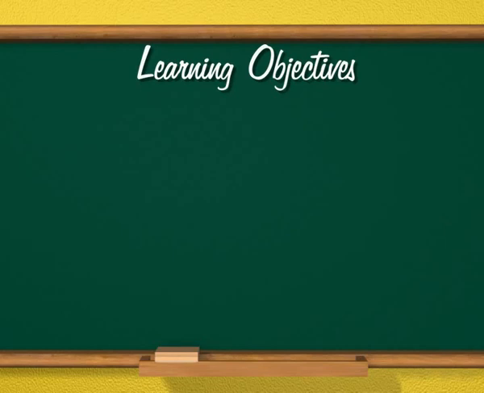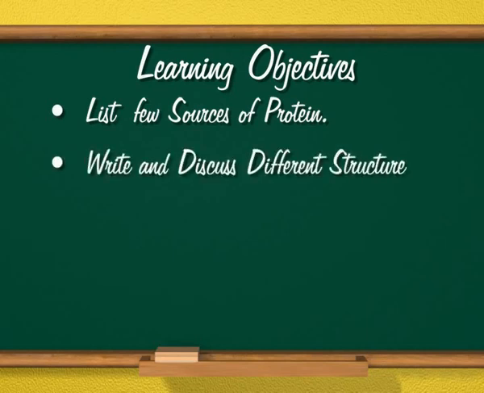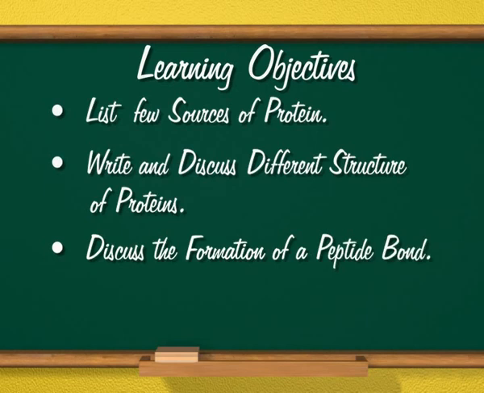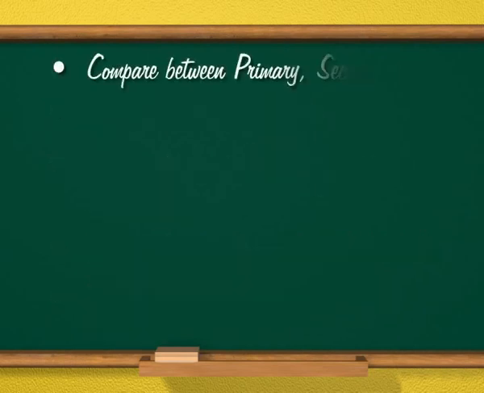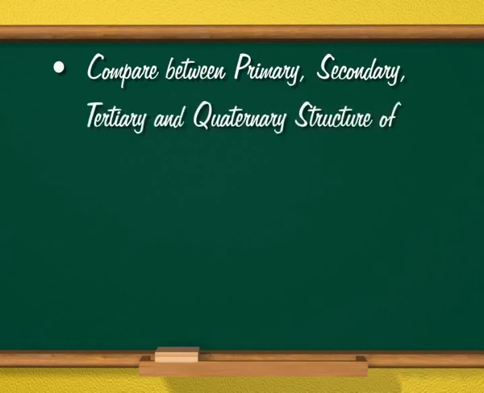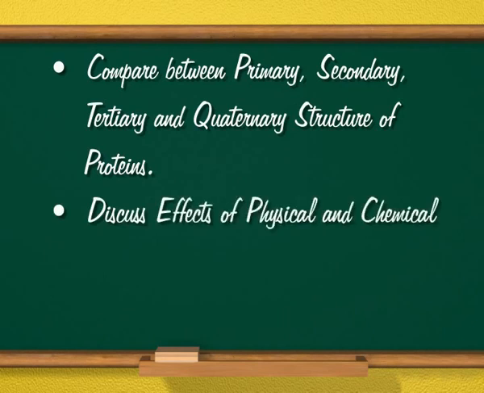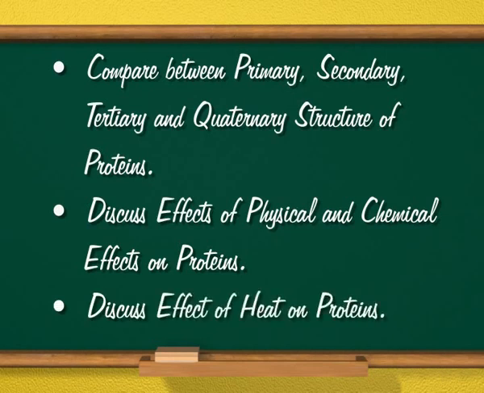On completion of this topic, learners will be able to list a few sources of protein, write and discuss different structures of proteins, discuss the formation of peptide bond, discuss alpha and beta helix in proteins, compare between primary, secondary, tertiary and quaternary structure of proteins, discuss effects of physical and chemical effects on proteins, discuss effects of heat on proteins.